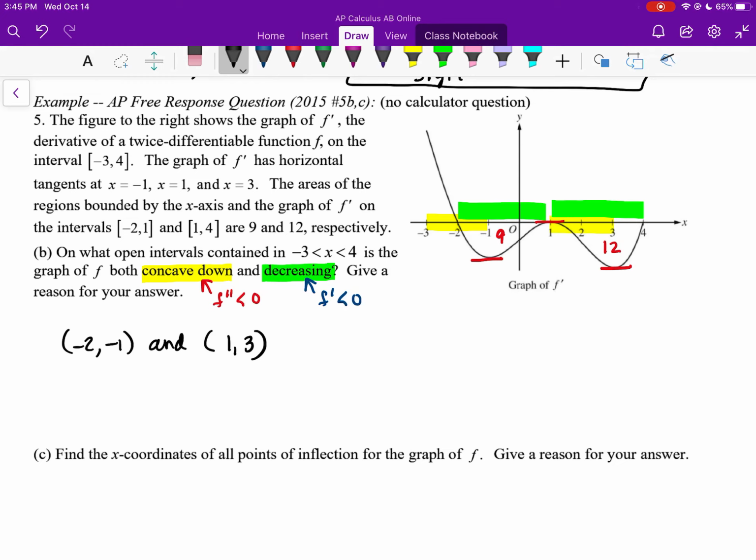They want us to give a reason for our answer. We're going to say something as follows. On these intervals, f double prime is less than 0 and f prime is less than 0. That's our reason.